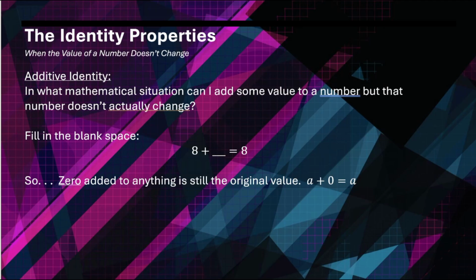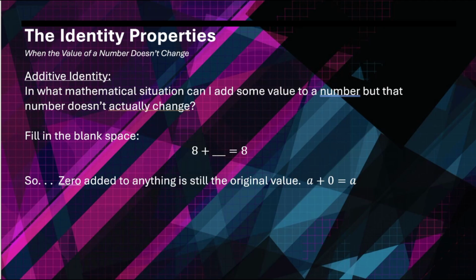So let's write out a possible scenario, okay? And we're just going to fill in the blank space that we see here. So we have 8 plus blank equals 8. Based on all of our experience in arithmetic from kindergarten, first grade, whatever, to today, we all know that what goes in that blank is 0. So what that means for our property is that 0 added to anything is still the original value. Or written algebraically, a plus 0 equals a.